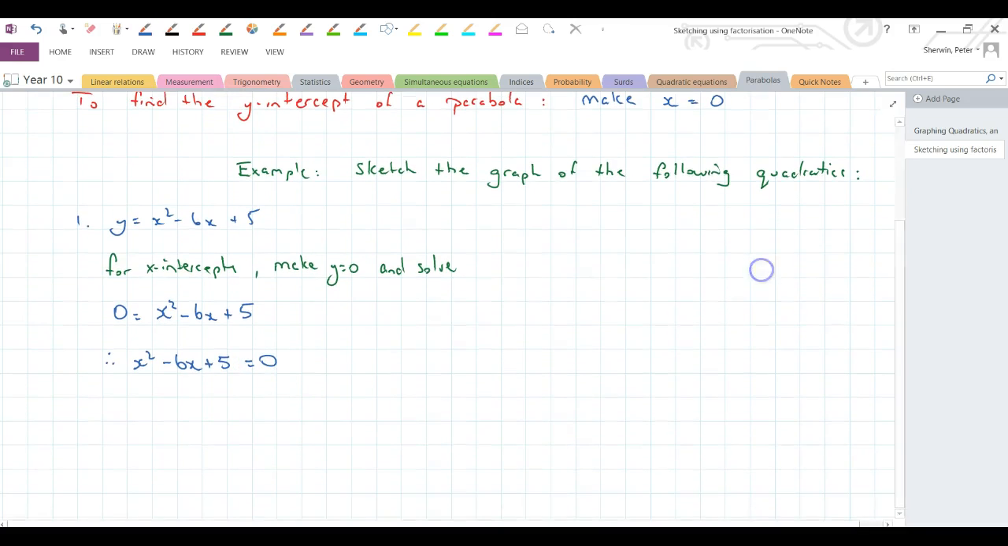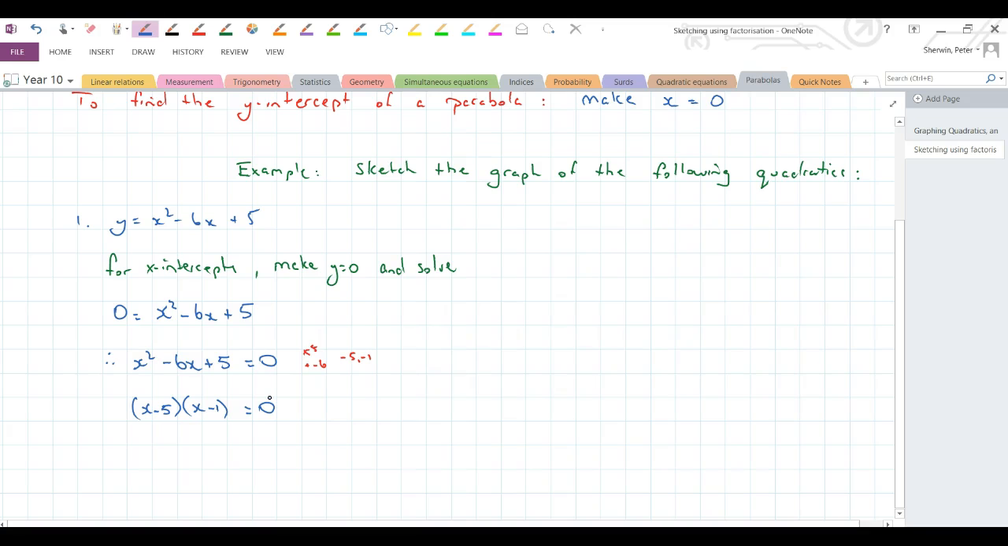Let's see what happens. Now, in order to solve it, just a little reminder, we're looking for two numbers that multiply to 5 and add to minus 6. Think that through. It's got to be 5 and 1. Multiply to 5, minus 5 and minus 1, I reckon. So get in there and factorize this. And that's how, remember, we solve quadratic equations, by factorization. x minus 5, x minus 1 equals 0.